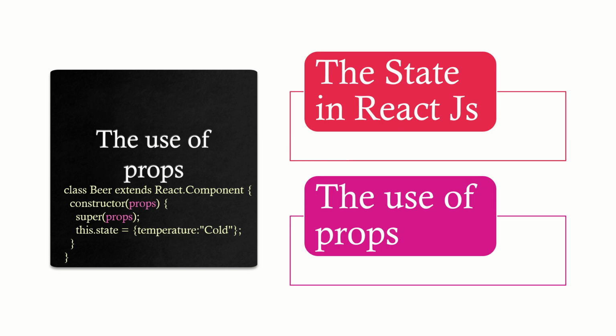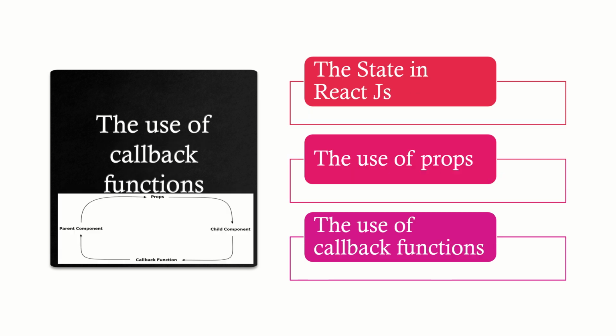Okay. So let's continue. Imagine the use of props, like you see before. We have the constructor and create, for example, for this class in particular, the props itself. And the props is the property of the component or the class in the end. Okay, so let's continue. The use of callback functions.